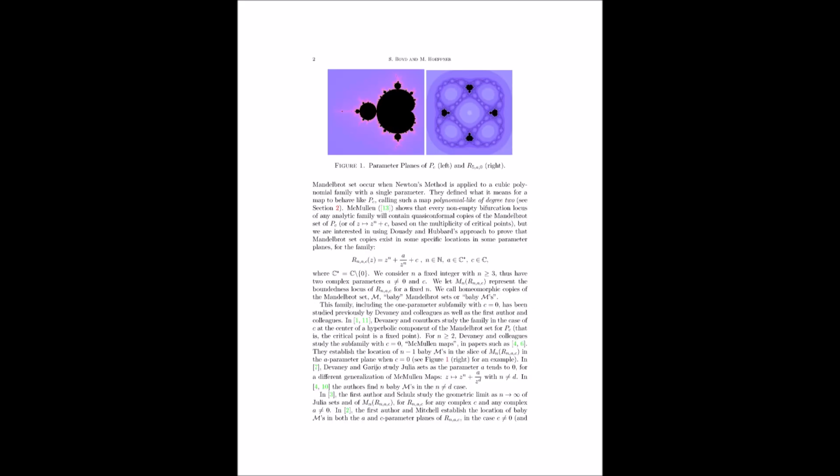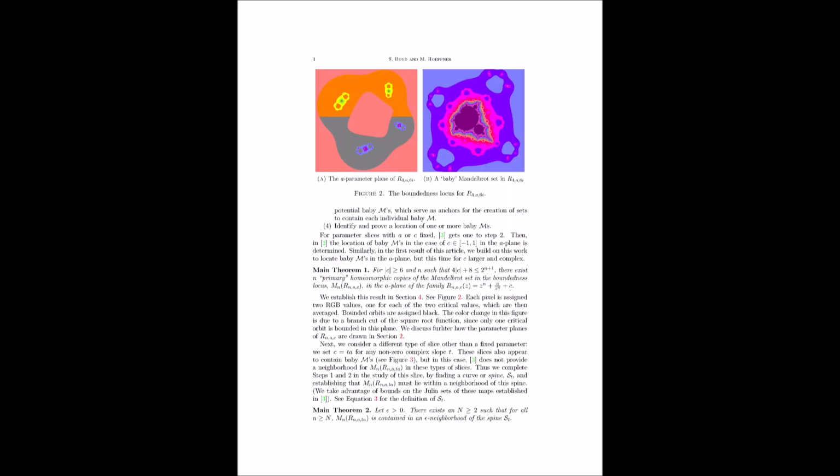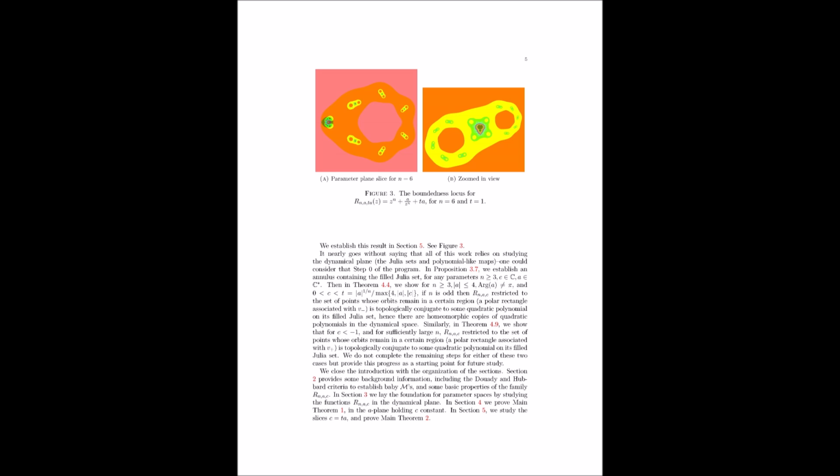To do this, they introduce specific polar rectangles in the complex plane and examine how they transform under the McMullen map. Okay, let's dive into the details there. Sure. The paper mentions these polar rectangles denoted U sub a k prime. Right. And their images under the map denoted U sub a k. Okay. What's the significance of these regions?